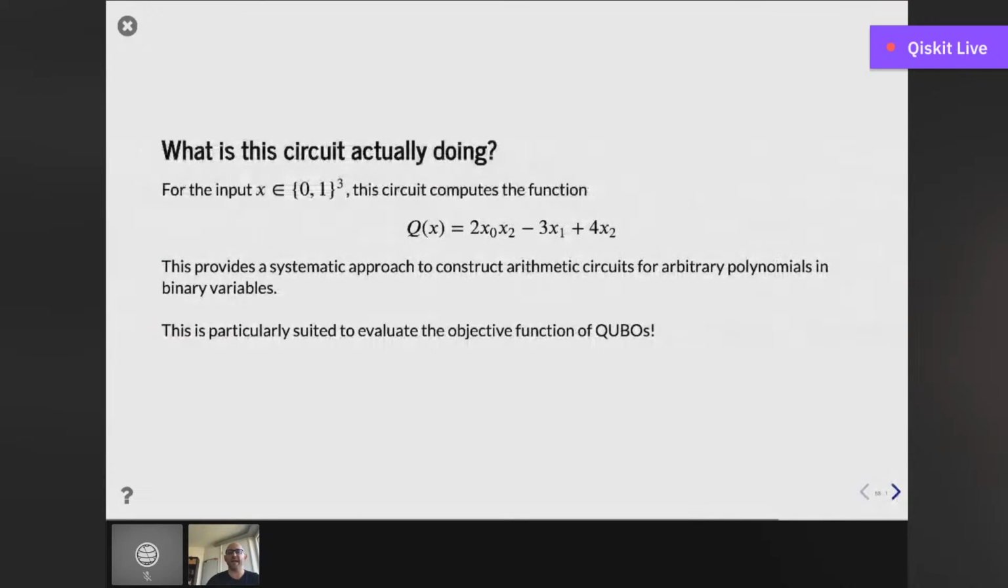Now, what is this circuit actually doing? If we think of the input as 3 bit variables, Boolean variables, then this circuit actually computes the function q of x equal to 2 x0 x2 minus 3 x1 plus 4 x2 into the second register. So this provides us a systematic approach to construct arithmetic circuits, and this works for arbitrary polynomials in binary variables. And this is particularly suited for QAOAs, as we are interested in. And actually this QX here is a QAOA.